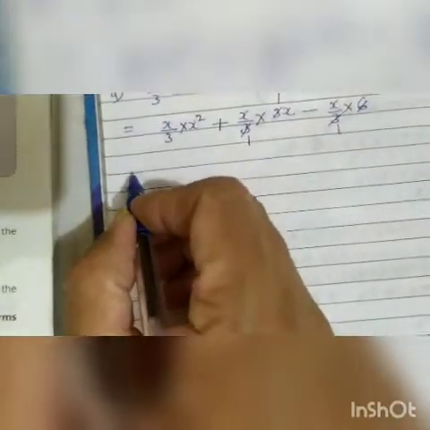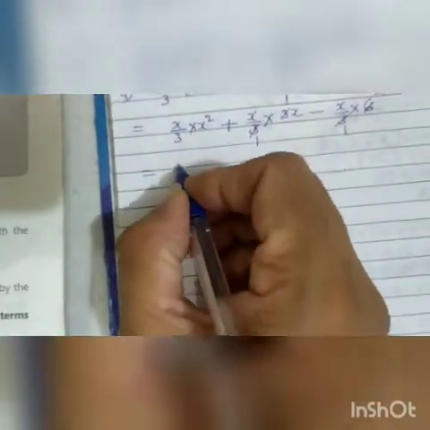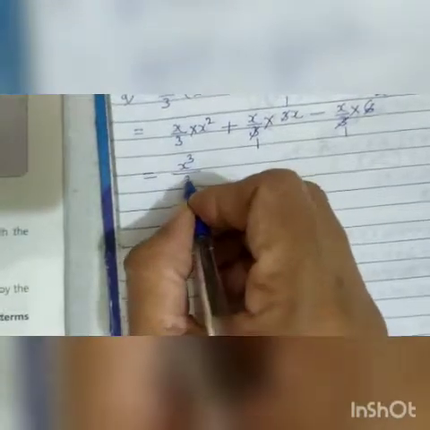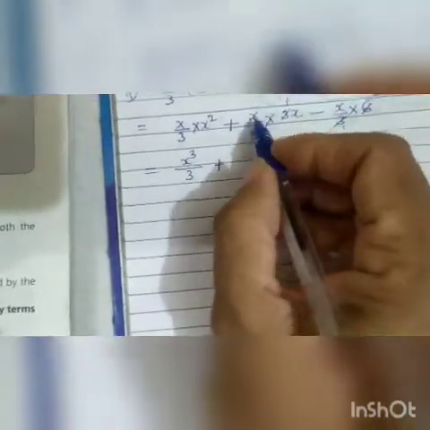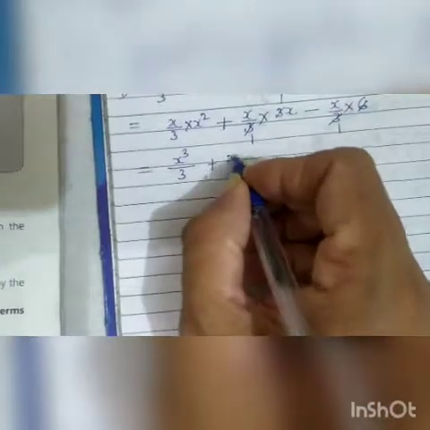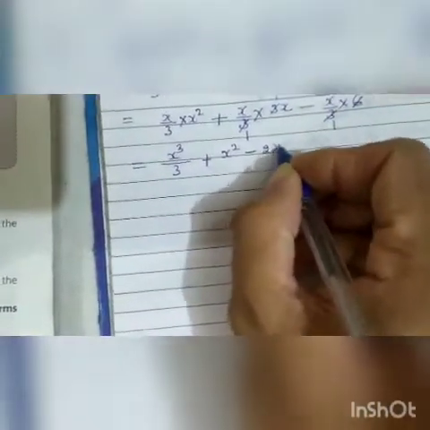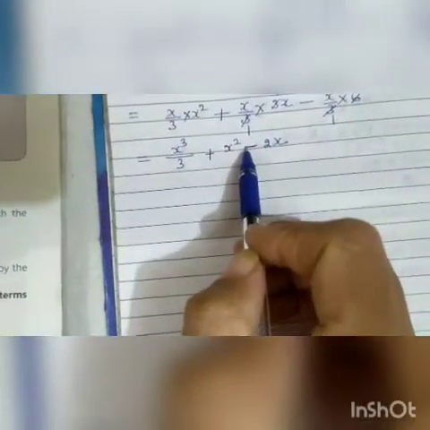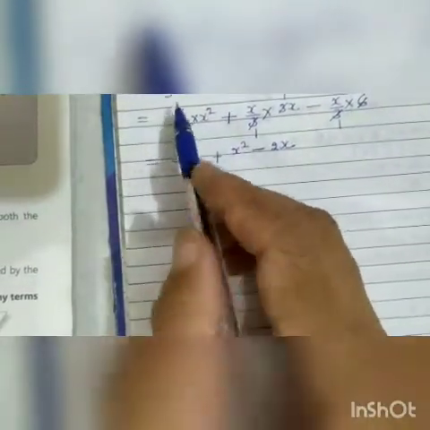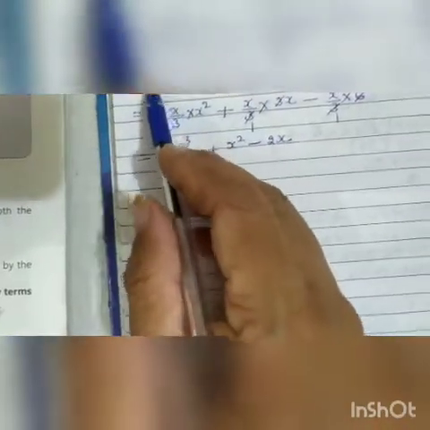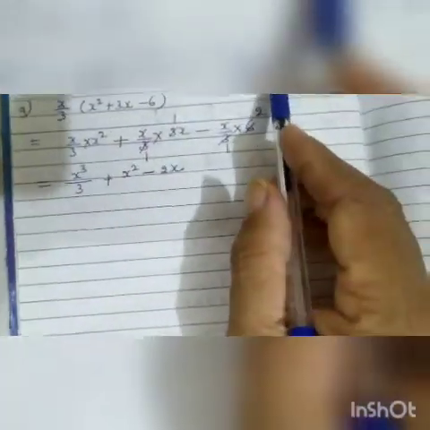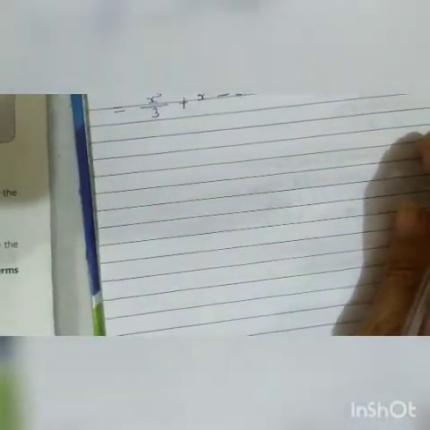Now multiply it. x multiplied by x square will be x cube upon 3, plus x multiplied by x will become x square, minus x multiplied by 2, it is 2x. So this is the product which we get after multiplying this trinomial by this monomial. Now we will verify the result. To verify the result, we will write the question and the product both.